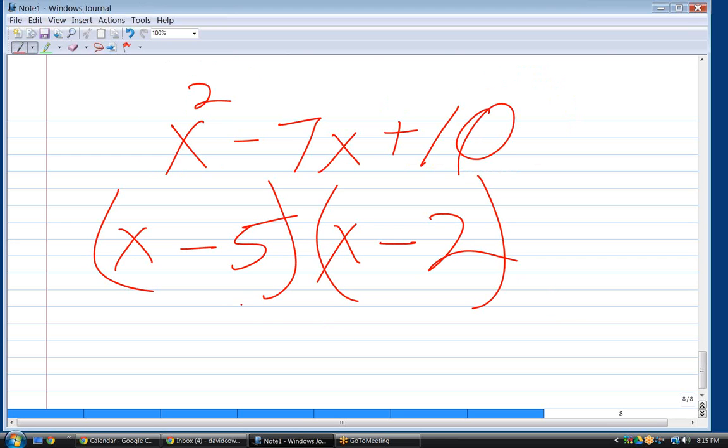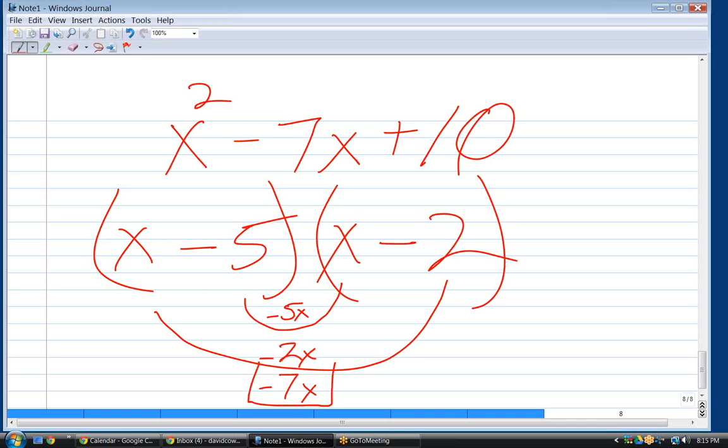Well, how do you get the middle term? You get it by multiplying the two inside terms together and the two outside terms together, and then adding them together. Well, that's -5x. This is -2x. Add those two together, you get -7x. That's our middle term. We did it right.